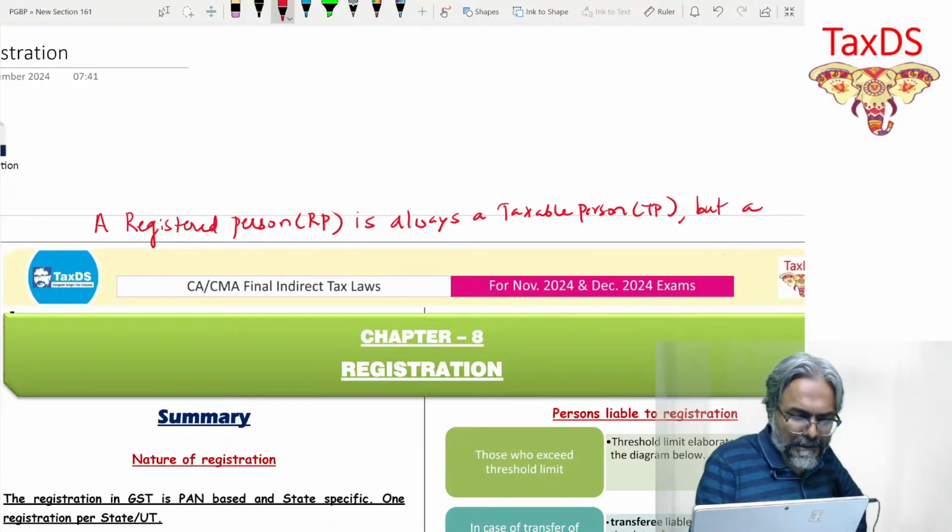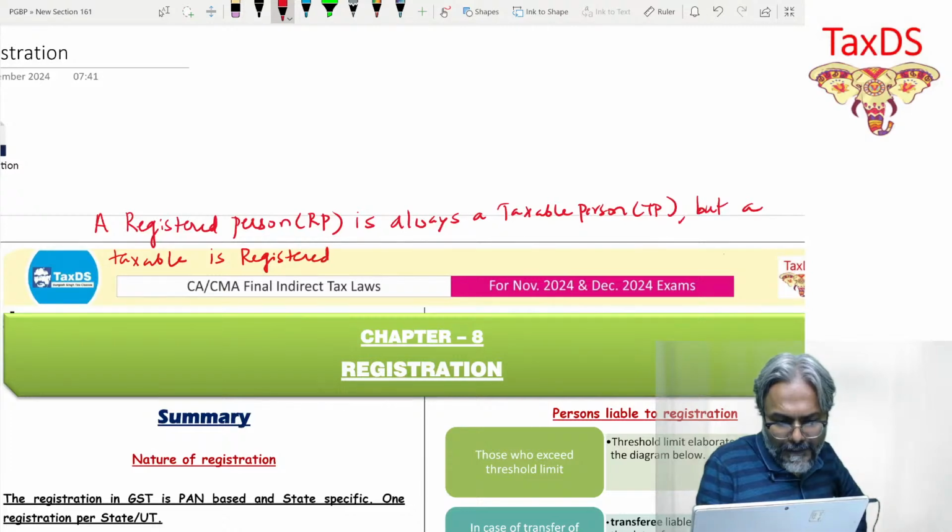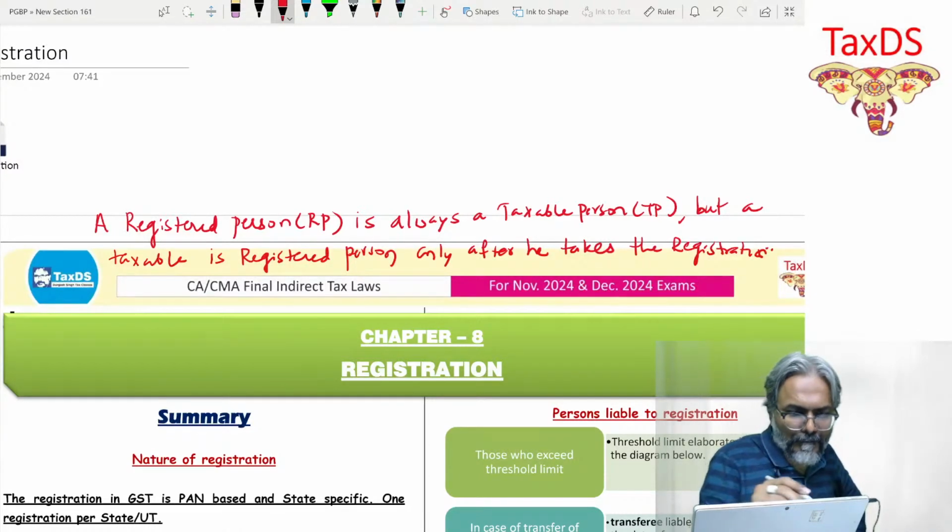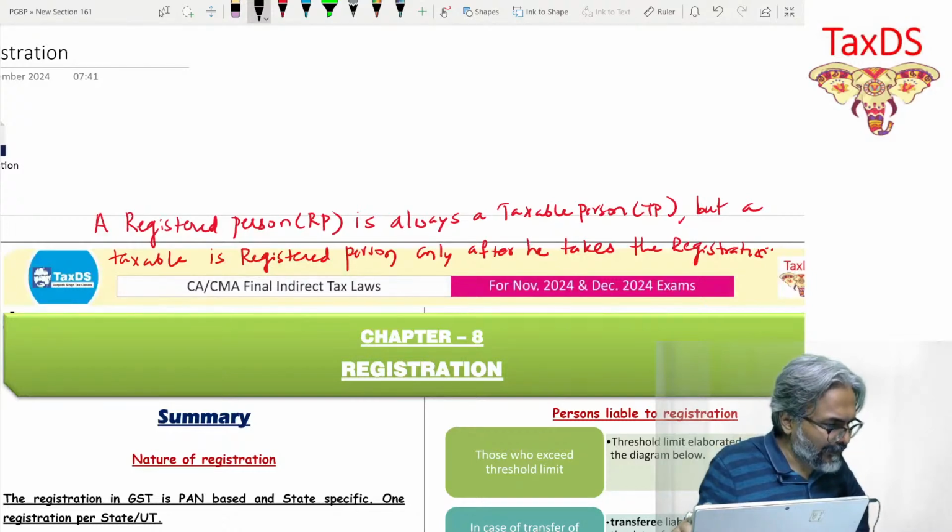But a taxable person is a registered person only after he takes the registration. Only after he takes registration.